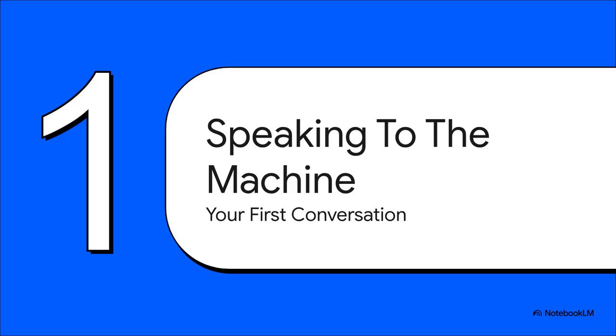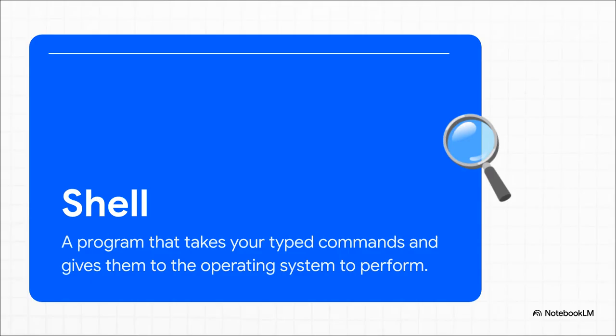Okay, so how do we even start this conversation with the machine? It's actually way more straightforward than you probably think. And you don't even have to leave your comfortable, familiar desktop behind to do it. The first thing you've got to know about is something called the shell. The shell is the program that's actually listening to you. It's the interpreter. It understands the commands you type, and then it tells the operating system what to do. Think of it as the computer's direct translator.